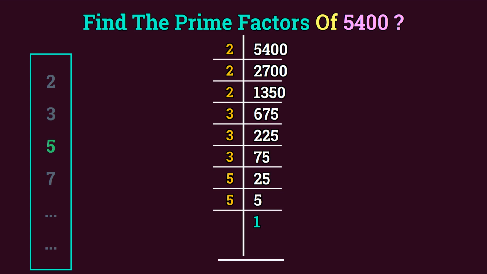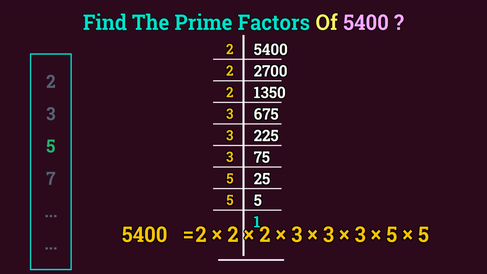And we are done. The prime factors for 5400 are 2 times 2 times 2 times 3 times 3 times 3 times 5 times 5, which can be written as 2 to the power 3 times 3 to the power 3 times 5 to the power 2. And these were the whole prime factors for this number.